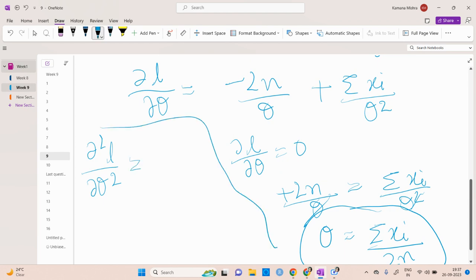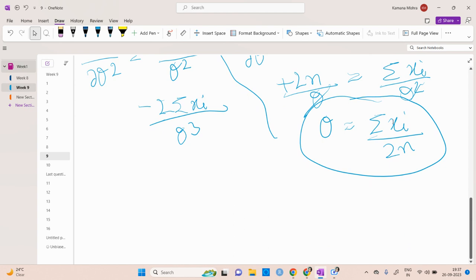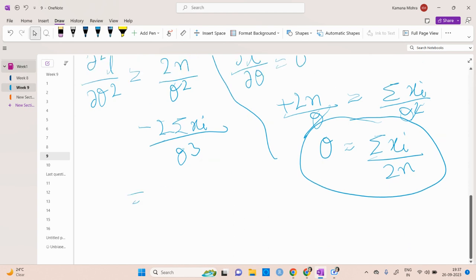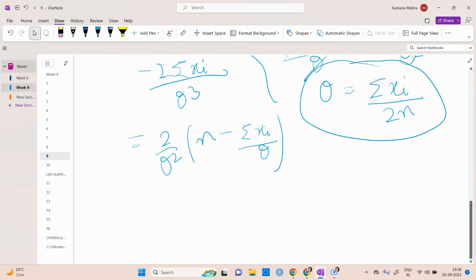The derivative will be minus 2n upon theta, what? 2n upon theta square, and then it will be minus 2 summation xi divided by theta cube, right? So we can take 2 by theta square common here. It is n minus summation xi upon theta. Now summation xi upon theta is what? 2n.